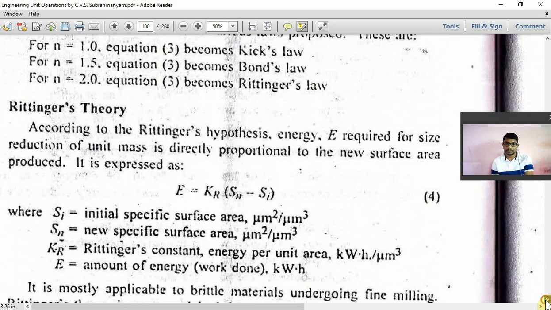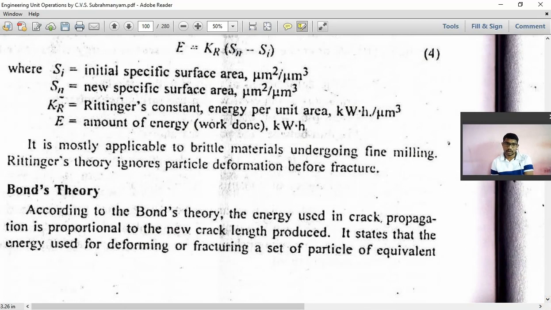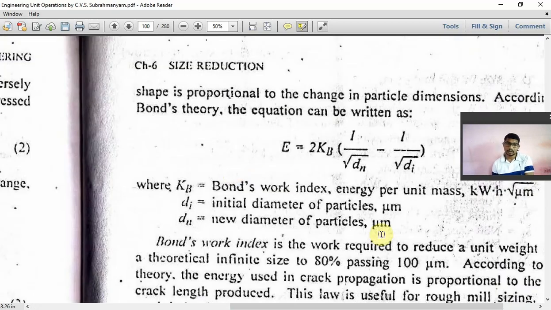Next one is Bond's theory. So according to Bond's theory, the energy used in the crack propagation is proportional to the new crack length produced. So a small crack in the material, the energy required is proportional to the new crack length produced, and it states that the energy used for deforming or fracturing the set of particles is proportional to the change in the particle dimension. So that is Bond's theory.